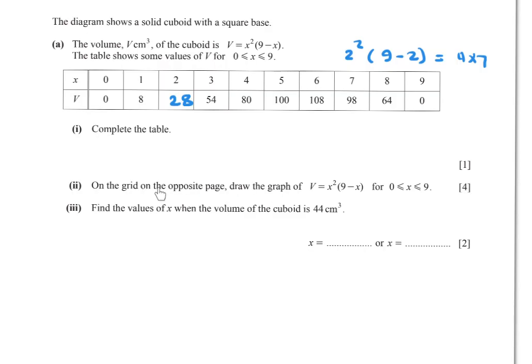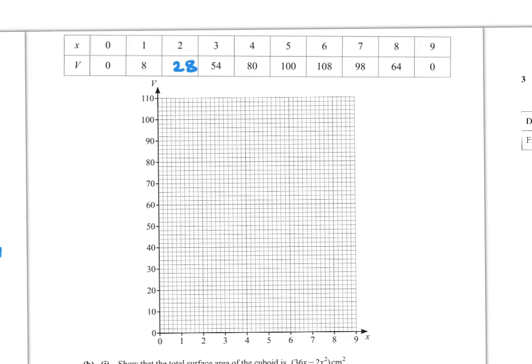On the grid on the opposite page, draw the graph. Now plot the points: 0, 0; 1, 8; 2, 28; 3, 54; 4, 80; 5, 100; 6, 108; 7, 98; 8, 64; 9, 0. Now join them with a smooth curve.